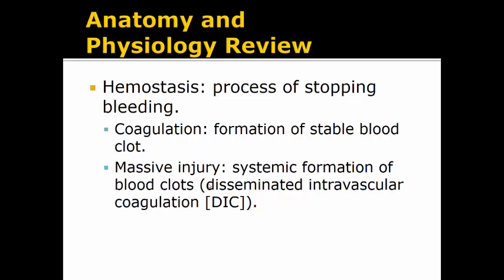Now, sometimes this process can actually hurt you in certain circumstances when you've got a massive injury or massive injuries. You can have the systemic formation of blood clots. And then basically what happens, you form all these little blood clots and you use up all of your clotting factors, and then you start bleeding from everywhere. So it's like a damned if you do, damned if you don't. But that's called disseminated intravascular coagulation, or DIC.